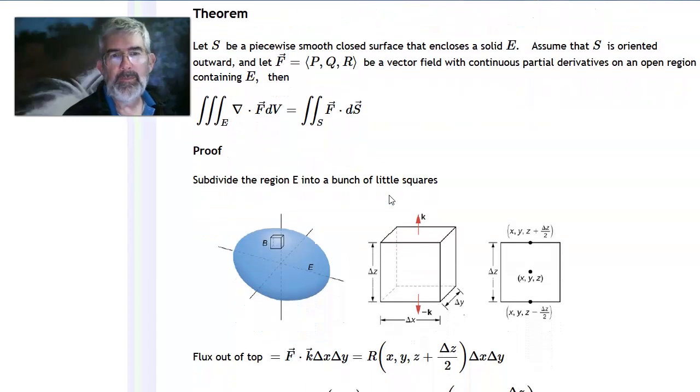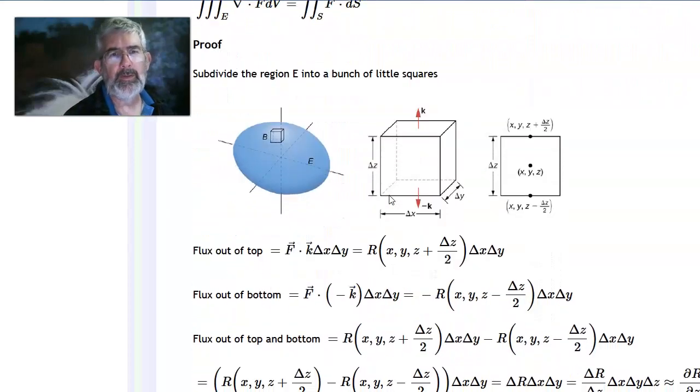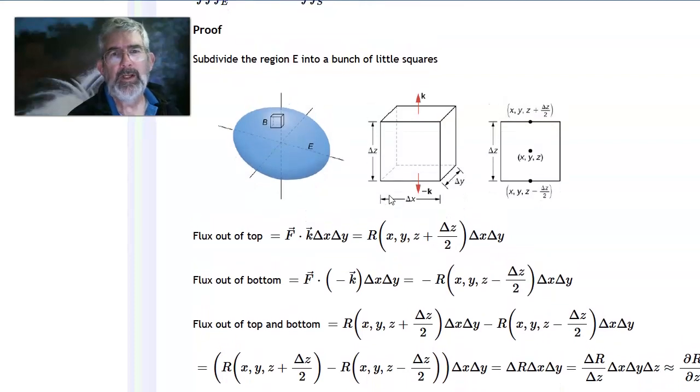Now, the proof here, again, I should probably have this in quotes because I don't know if this is completely rigorous, but at least the idea of the proof is to subdivide the region E into a bunch of little boxes. Here's one particular little box. The edge lengths are delta x by delta y by delta z. Think about the point in the middle being the point x, y, z. And so the point in the middle of the top face would be x, y, z plus delta z over 2, and the one in the middle of the bottom face would be x, y, z minus delta z over 2.